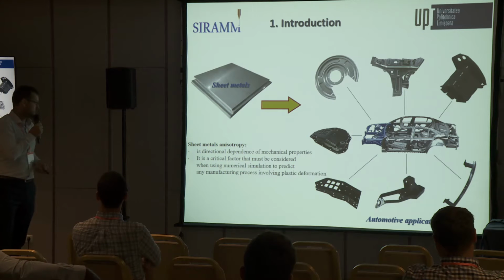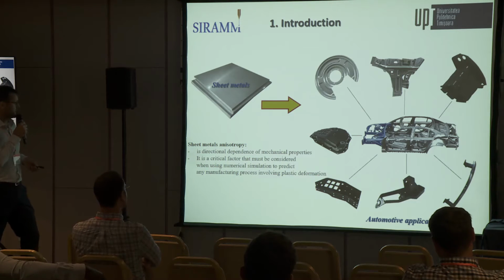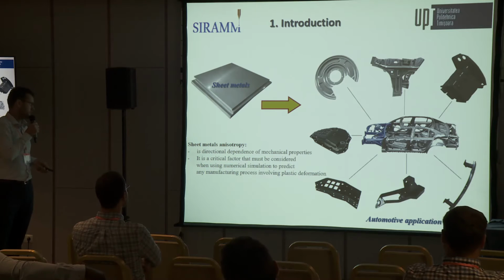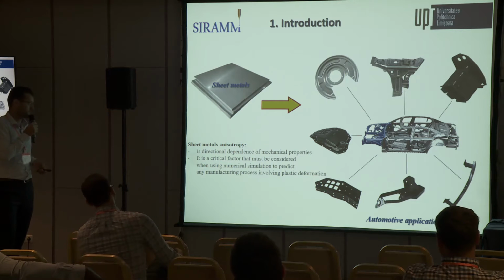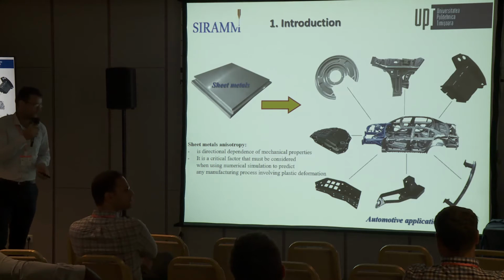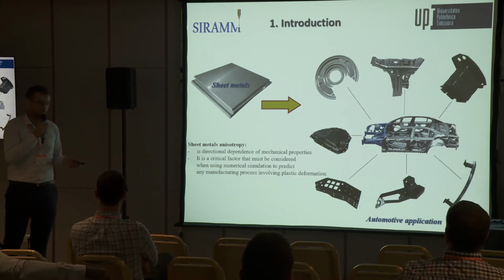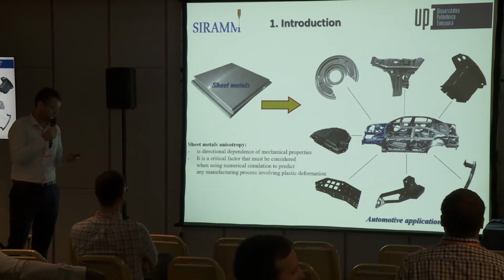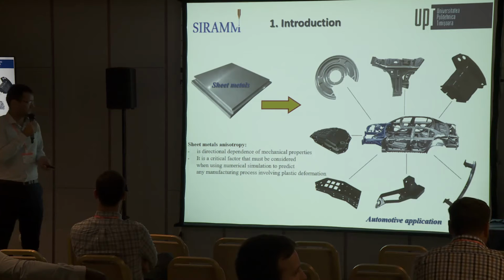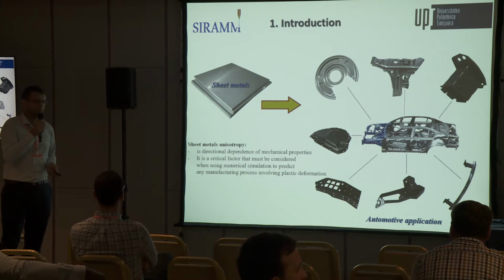As we all know, sheet metal anisotropy is the directional dependence of mechanical properties. It is a critical factor that must be considered when using numerical simulation to predict any manufacturing process involving plastic deformation. On these slides, I present some applications from automotive. The application that is important for us is the brackets from the seat belts.